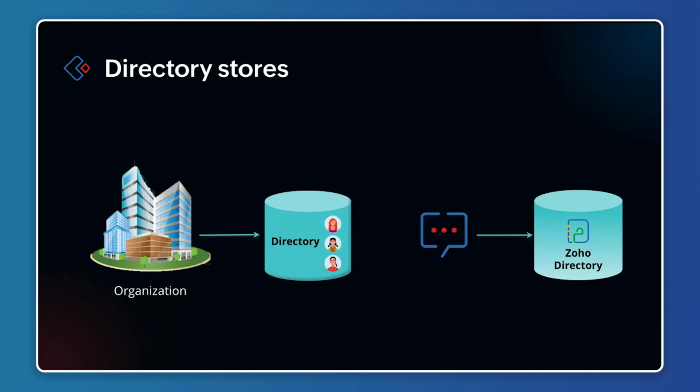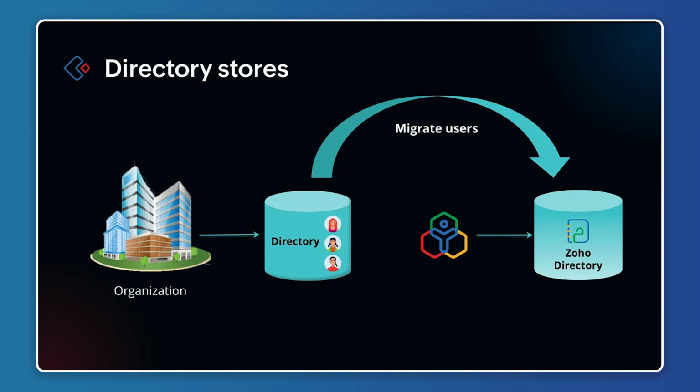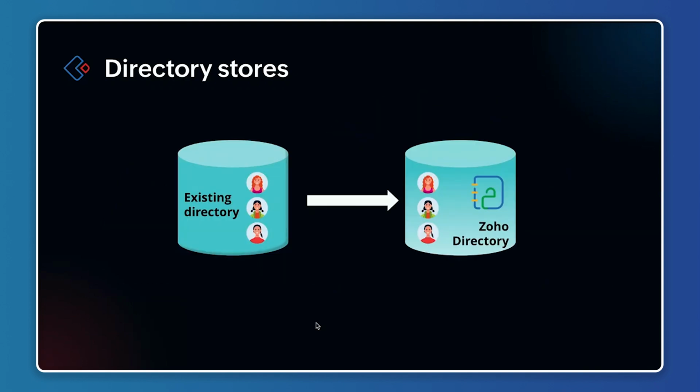It's not a very feasible method to have two directories and maintain them in a single organization, right? So instead of having two different directories, you can simply transfer or migrate your user data from an existing directory that you're already using to Zoho Directory. This can be achieved using directory stores, which is a feature that we have in Zoho Directory, right? In order to migrate your users from an existing directory to Zoho Directory, the first thing you need to do is create a sync, also called a connection, between these two directories. By using this sync or connection, you will be able to migrate your users.